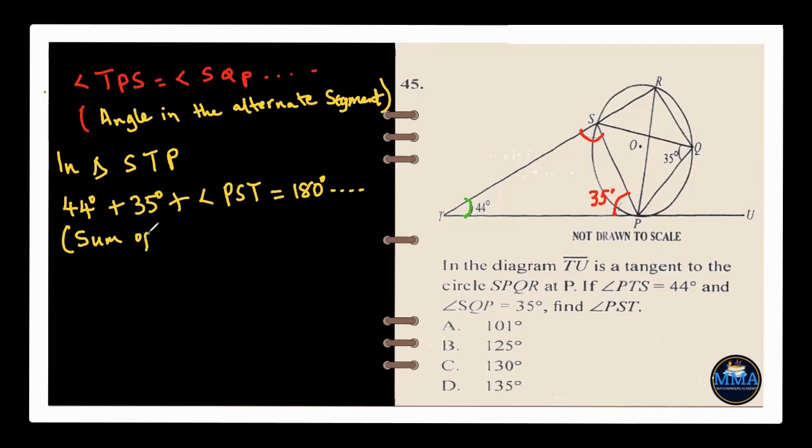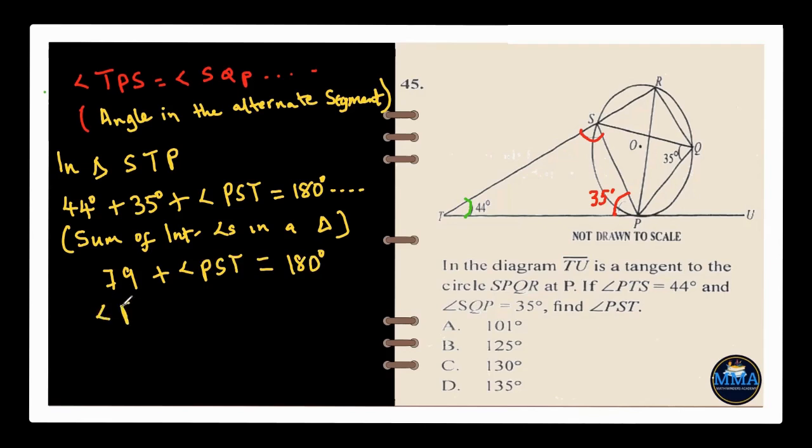Sum of interior angles in a triangle. This is the theorem I used. Now, when you add up this, we have 79 plus angle PST equals 180 degrees.